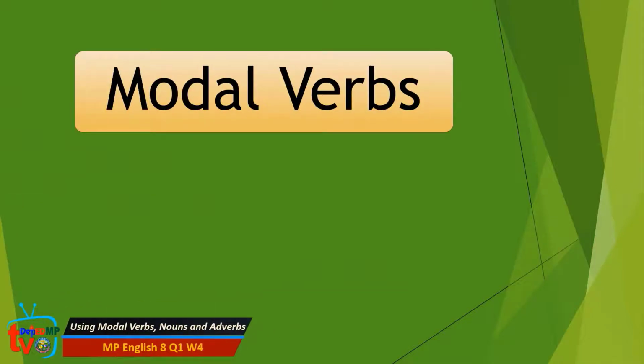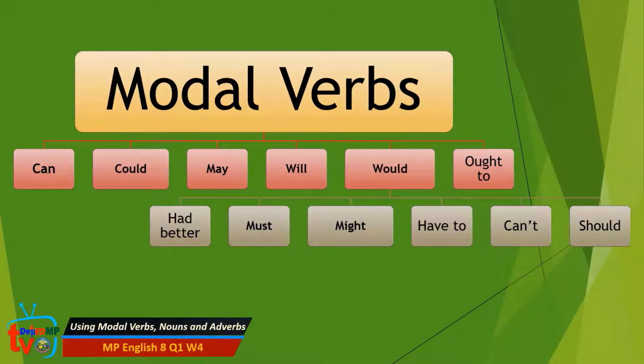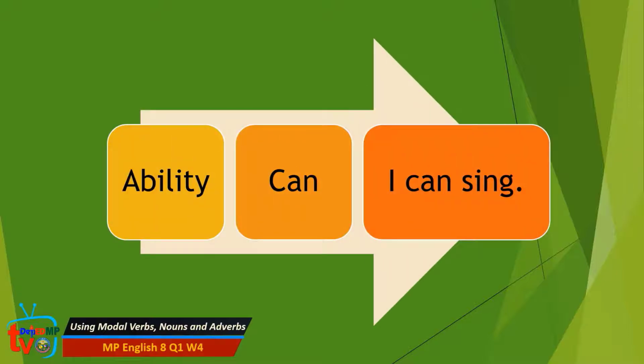Here are some lists of modal verbs which we can use: can, could, may, will, would, ought to, had better, must, might, have to, can't, and should. Now let's use the modal verbs in sentences. For example, I can sing. The modal in here is can, which expresses ability, meaning to say the subject of the sentence, which is I, has the ability to sing.